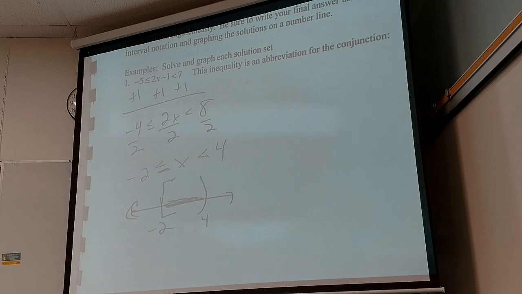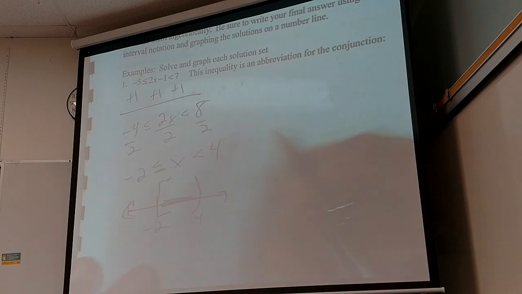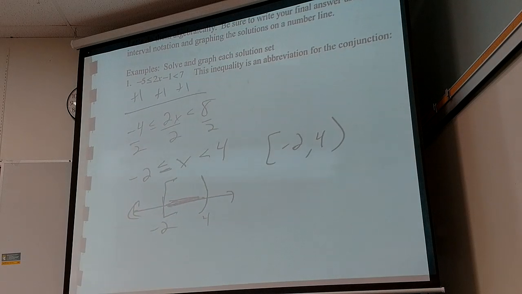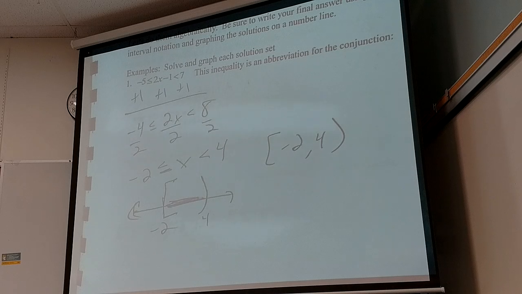And then how do I write that in interval notation? Bracket -2, comma 4, parenthesis. I like it. Versus just getting to the answer. All right. That's the answer. Cool.